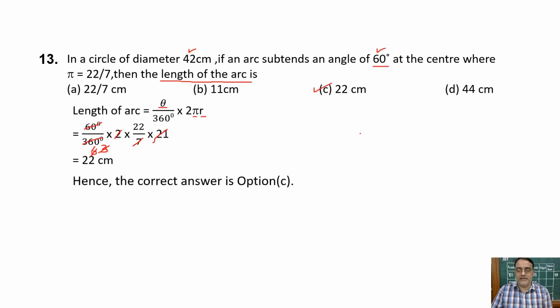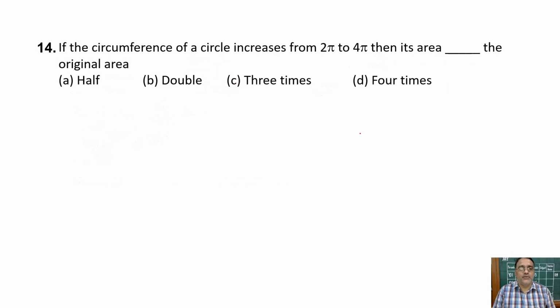This is a sample paper question, okay? Fourth question. This is also a sample paper question. If the circumference of a circle increases from 2 pi to 4 pi, then its area dash the original area, right? So first of all, we will take the ratio of two circumferences with respect to 2 pi and with respect to 4 pi.